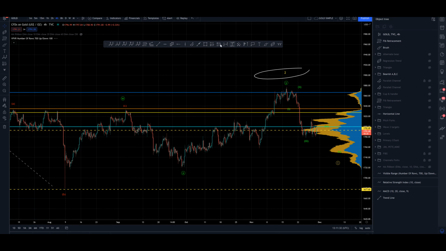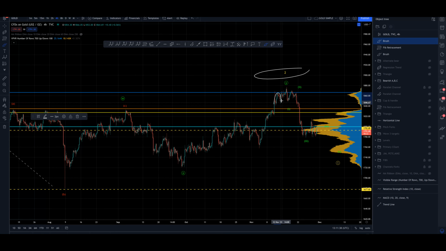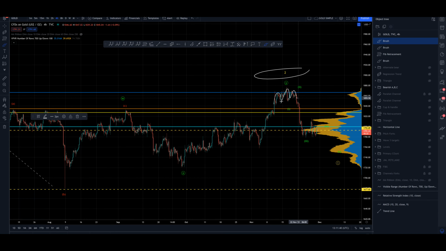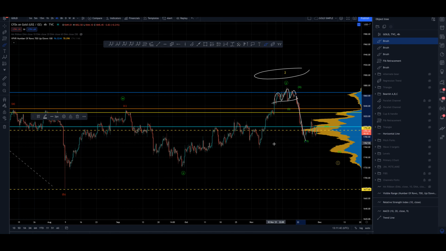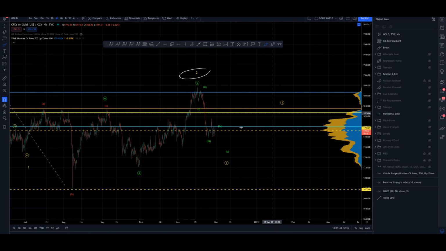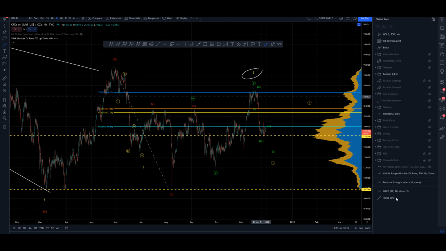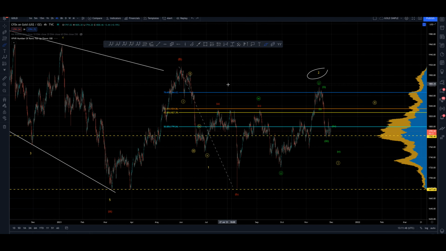Like I said, it doesn't really matter, does it? You get up here one way or the other. Left shoulder, head, right shoulder, neckline break, off we go. So, putting a little reversal pattern up here. So that's the bearish case as I see it.